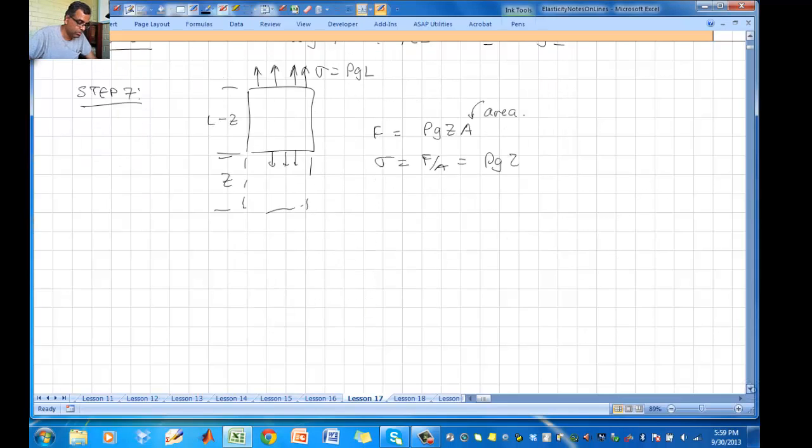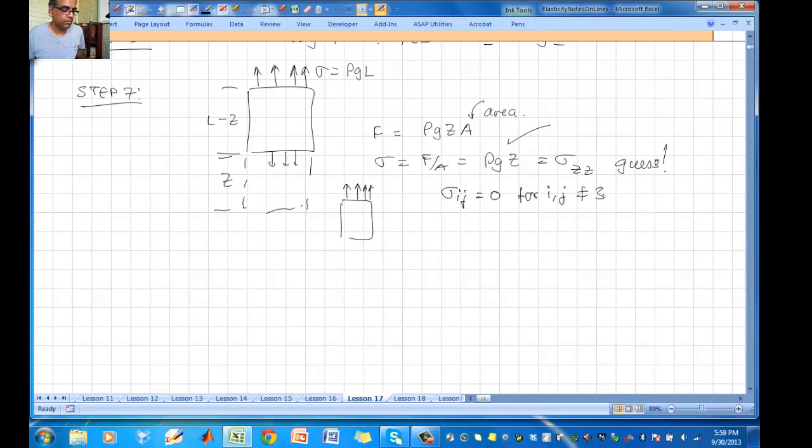Okay. Now we are done. We are going to assume that all the other sigma ij equal to 0 for i and j not equal to 3. So let us see if it satisfies equilibrium. So all I have to do is check sigma ij comma j plus rho b equal to 0.